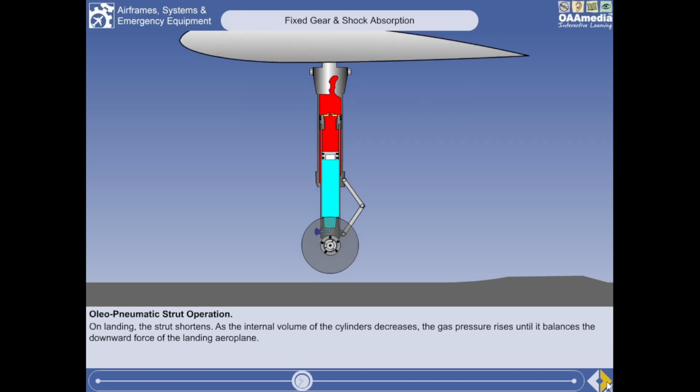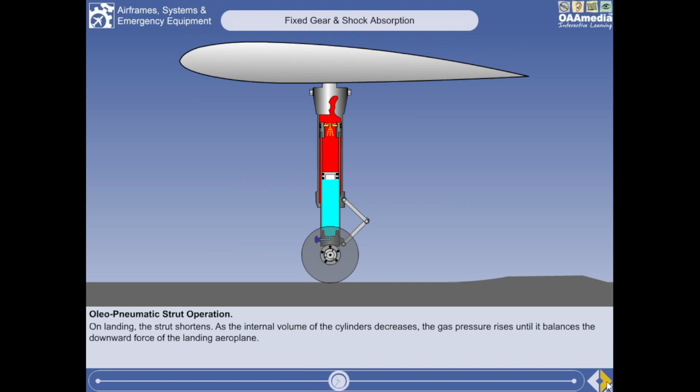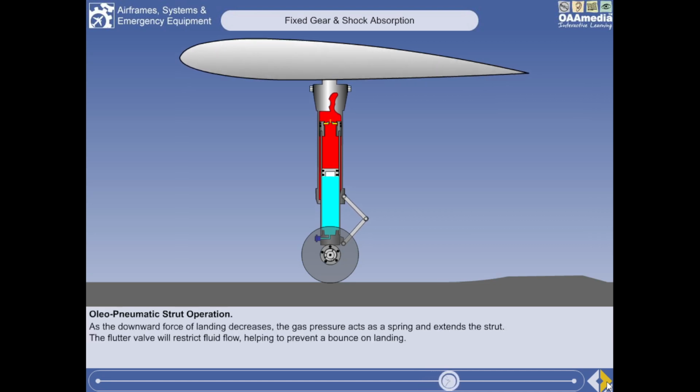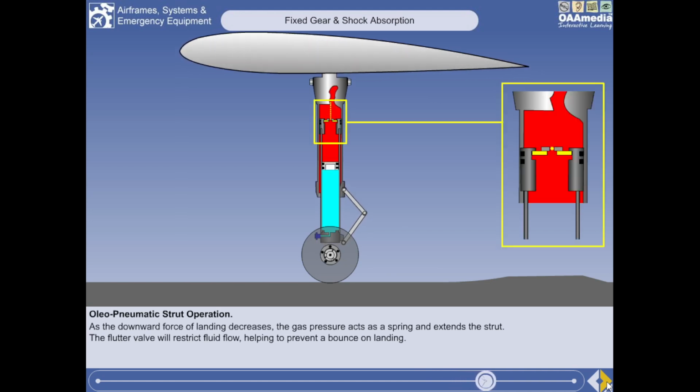On landing, however, the strut shortens and fluid is forced through the flutter valve. This restriction limits the speed at which the strut compresses. As the internal volume of the cylinders decreases, the gas pressure rises until it balances the downward force of the landing aeroplane. As the downward force of the landing decreases, the gas pressure acts as a spring and extends the strut. The flutter valve plate will move up with the fluid flow, blocking off the outer holes and further reducing the speed of upward movement of the outer cylinder, thus helping to prevent a bounce on landing.